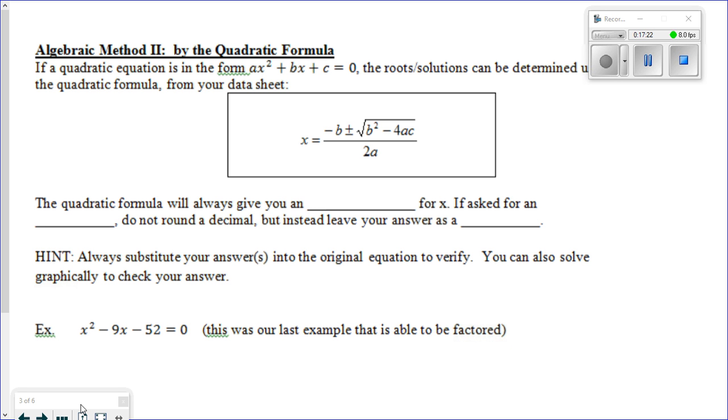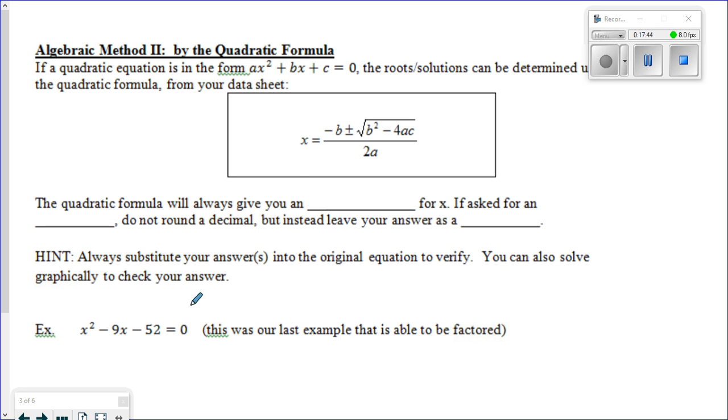So our second method: if the quadratic is in the form ax squared plus bx plus c is equal to 0, so again, standard form set equal to 0, the roots and solutions can be determined using the quadratic formula from your data sheet. So you do not need to memorize this. Don't worry about that, but you do need to know how to apply it.